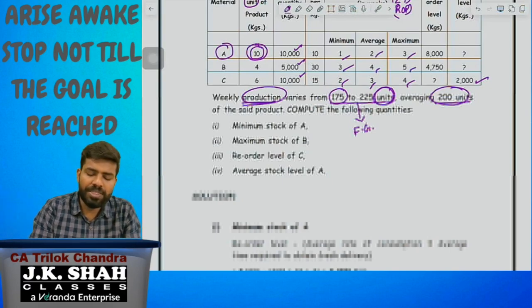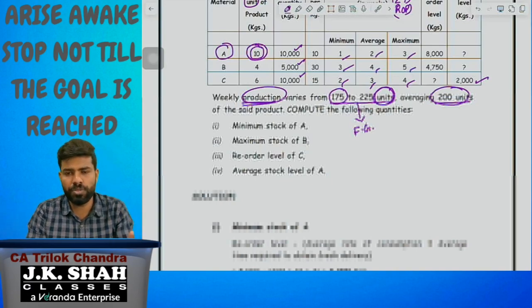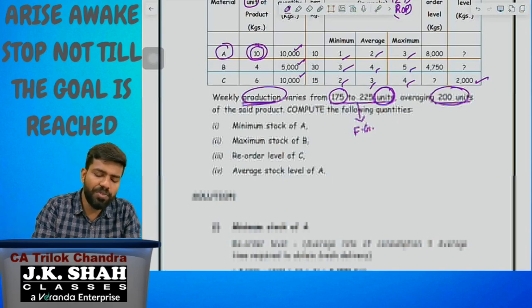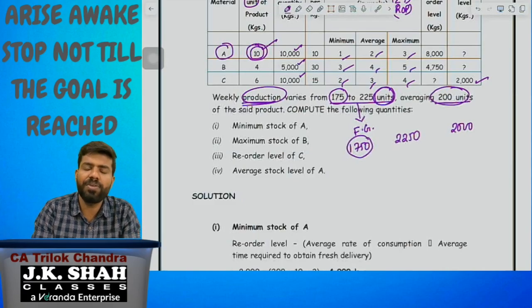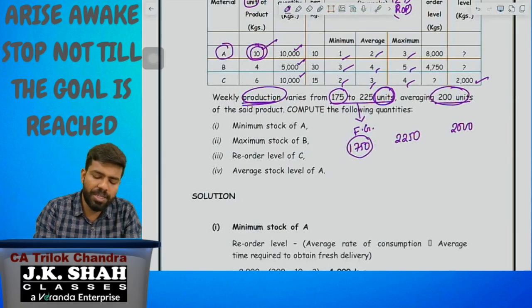So, 175 units, 225 units, and 200 units is the finished goods. We need to convert into raw material. How to do that? 175 units into 10 kgs, 1750 is the minimum consumption. Maximum consumption is 2250 kgs. Average consumption is 2000 kgs. This is how we need to convert the finished goods into raw material, and then we need to calculate the requirements. Look at the first requirement, minimum stock of A.